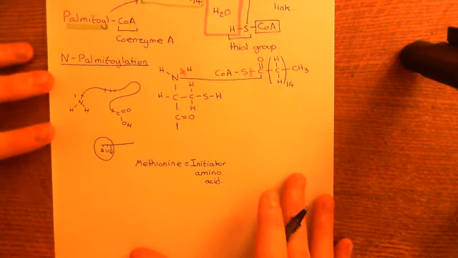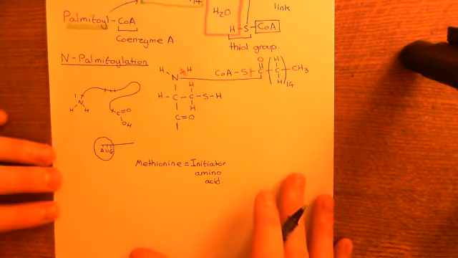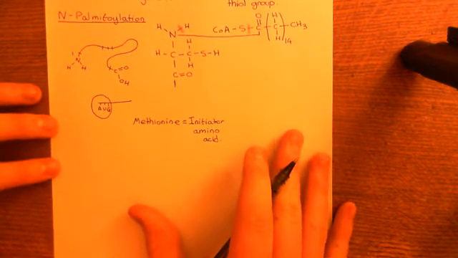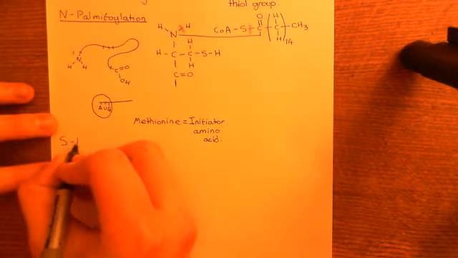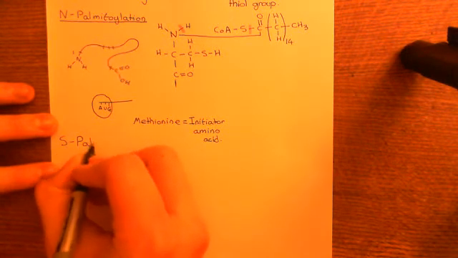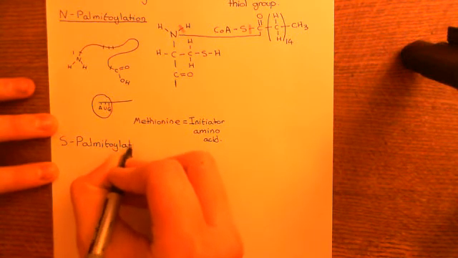It's catalyzed by a discrete set of enzymes that are different from the enzymes which catalyze what we're turning onto now, which is called S-palmitoylation. And this is far more important, basically. Okay, so S-palmitoylation.